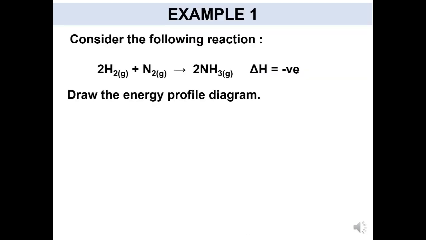Okay, look at example 1. Consider the following reaction: 2H2 plus N2 gas produce 2NH3 gas. Delta H is negative. Draw the energy profile diagram. Since the given delta H is negative, the reaction is exothermic. Okay, answer. We have the reaction between 2H2 gas plus N2 gas producing 2NH3 gas. Delta H is negative.